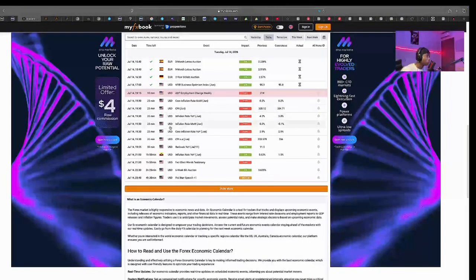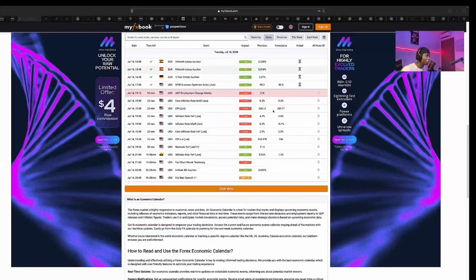So, today we're gonna be trading the CPI. As you guys can see, we have the core inflation rate month over month. The previous was 0.2, the forecast 0.2. So let's see what the actual is gonna be. You have the CPI, you have the inflation rate, and the core inflation rate year over year, 2.9%. So hopefully any of these numbers turn out to be higher than expected.